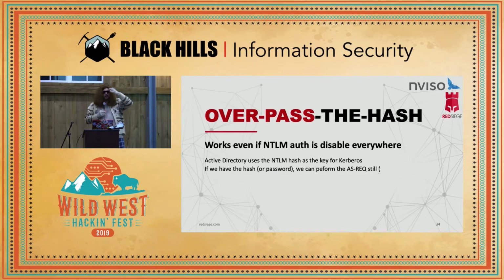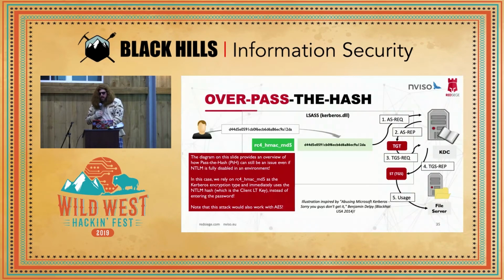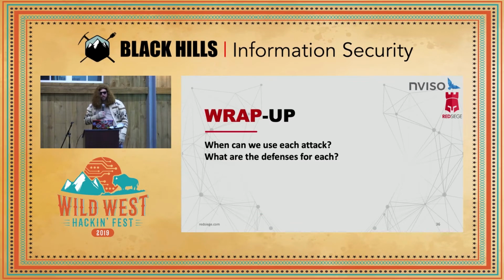We also have the overpass the hash. Again, very similar to what we were just talking about here. What I can do is, even if we have NTLM auth disabled, I can still request the TGT using the password hash, right? Because that's how we authenticate with Kerberos. I can then request the TGT, and I can perform all of the authentication. Okay? So now let's talk about some of the defenses.